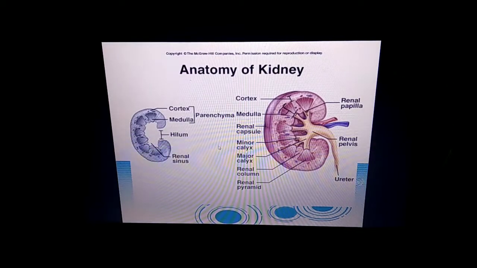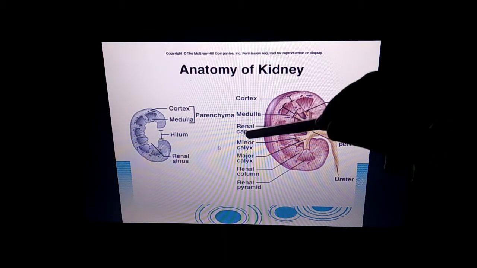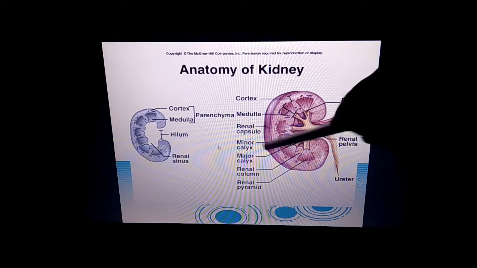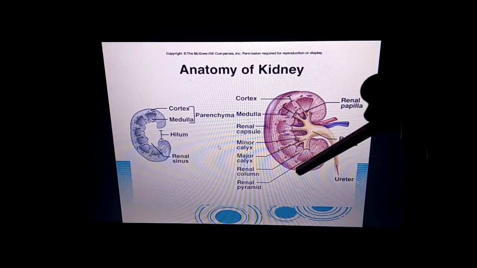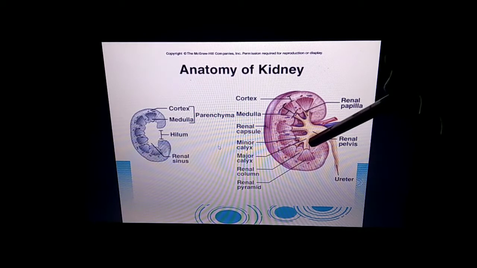Then this is the anatomy of the kidney. Here is the renal cortex. This is the renal medulla. Outer portion is cortex, inner is medulla. Then this is the first layer, that is the renal capsule. Then these are the minor calyx. Here is the major calyx. This is the renal column. Then this pyramid-like structure is the renal pyramid. In the renal pyramid, there is a finger-like projection, that is the renal papilla. Here is the renal pelvis, and this is the ureter.